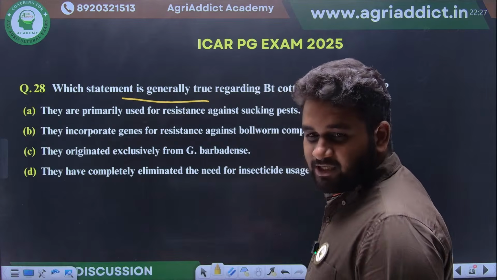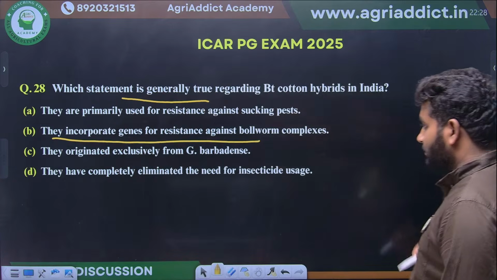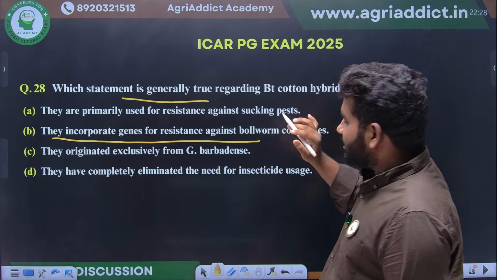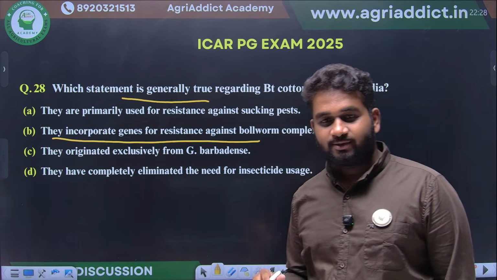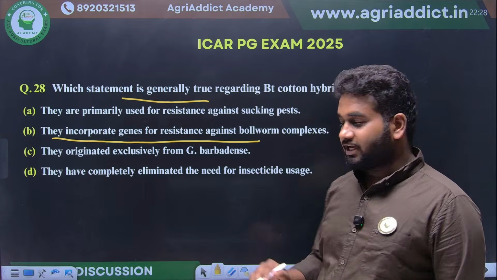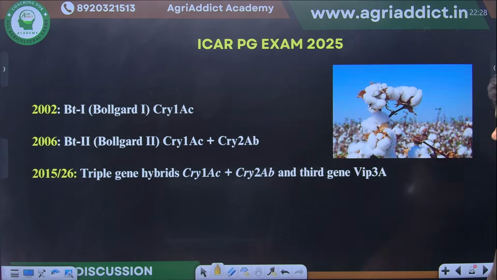Okay, B. They incorporate genes for resistance against bollworm complex. Yes. Your BT cotton, the gene, the Cry protein it produces, is effective against the bollworm complex.